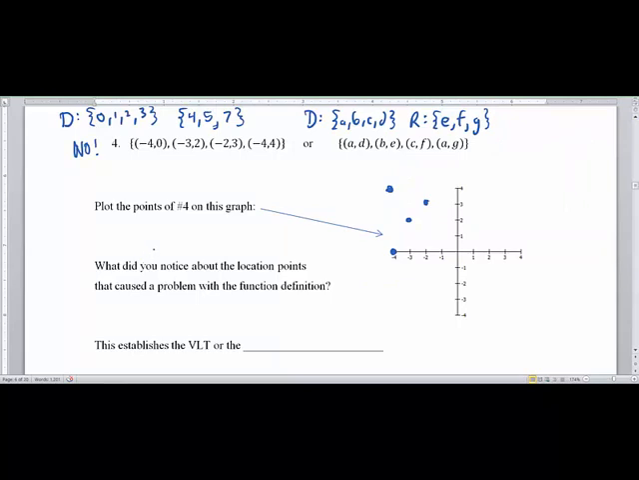What were the 2 points that caused the problem of this not being a function? Well, it would be the points -4, 0 and -4, 4. Notice where they are. These points are right above each other, and since they're right above each other, they intersect a vertical line. So a good way to check to see if points or a graph is a function is to see if it passes or fails the VLT, also known as the vertical line test. If it fails the vertical line test, it is not a function.